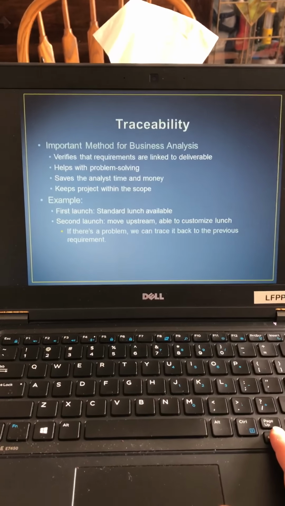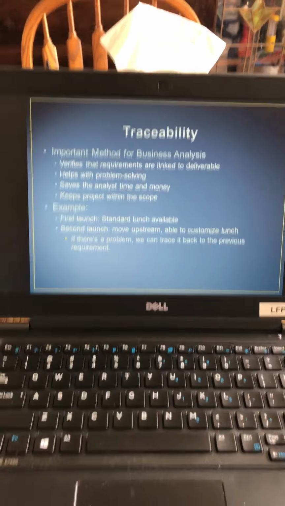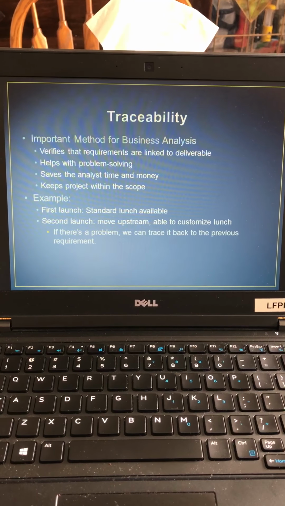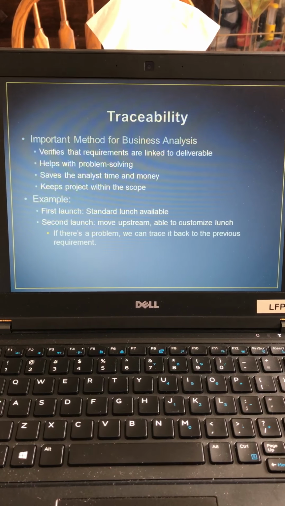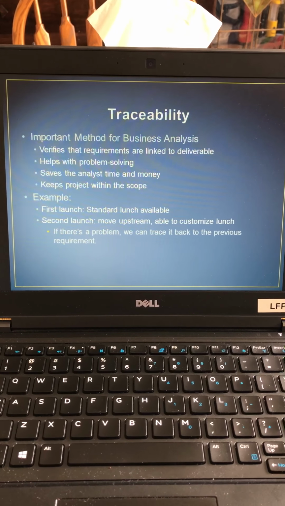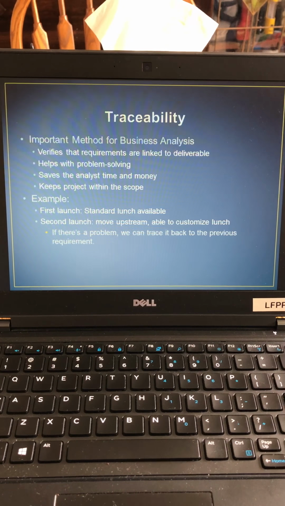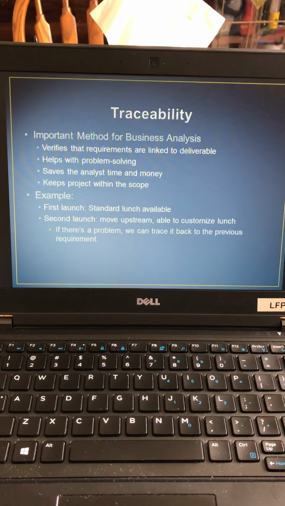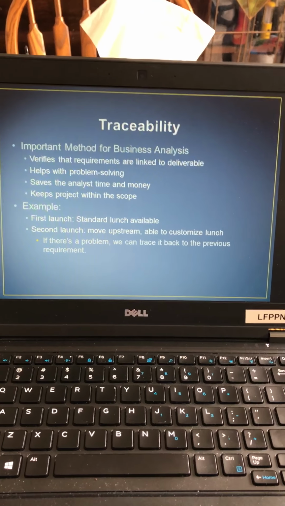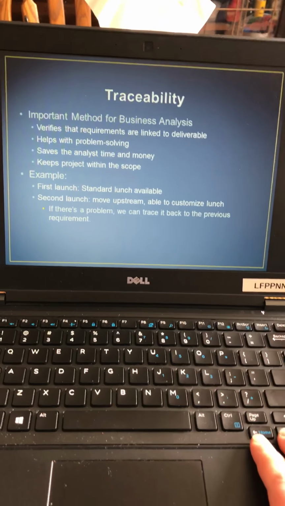So first, for traceability, it's a very important method for business analysis. It helps to verify that requirements are linked to the deliverables. It helps with problem solving. It saves the analyst time and money and helps to keep the project within the scope. An example would be, for traceability, the first launch would have a standard lunch available. The second lunch, as we move downstream, is that we're able to customize the lunch. So if there's a problem, we can trace it back to the previous requirement.